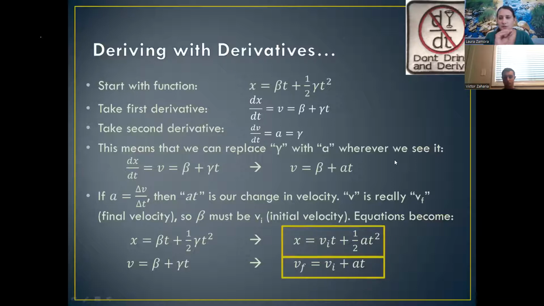So these two equations that I have in the bottom, these yellow boxes, are the more common ways that you'll see them written. But again, these are not the only ways that you might see them written. Different variables could be used. But these equations are called the kinematic equations because they're equations that deal with motion. Kinematic means motion.